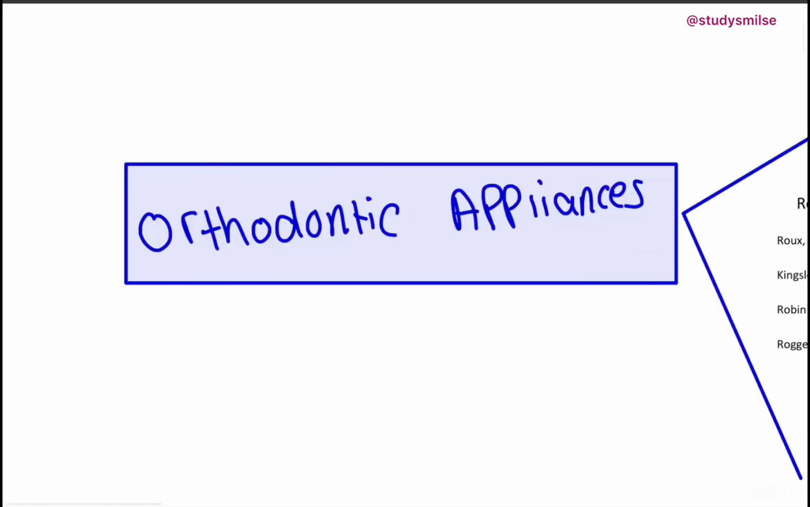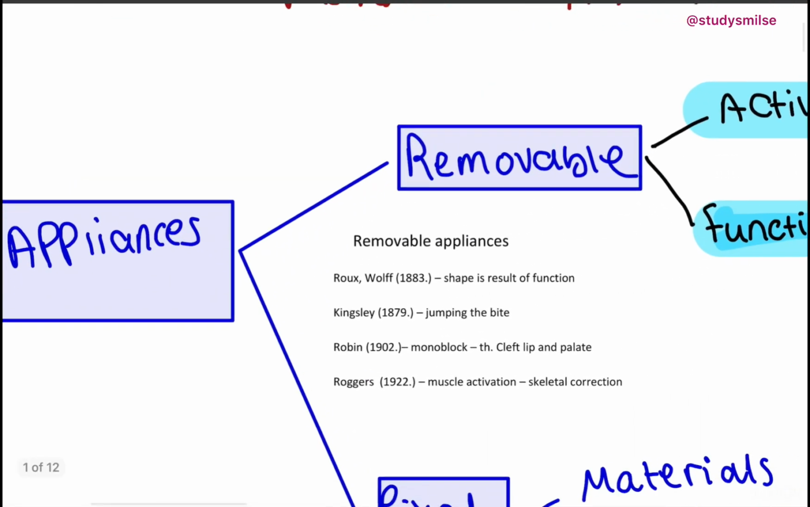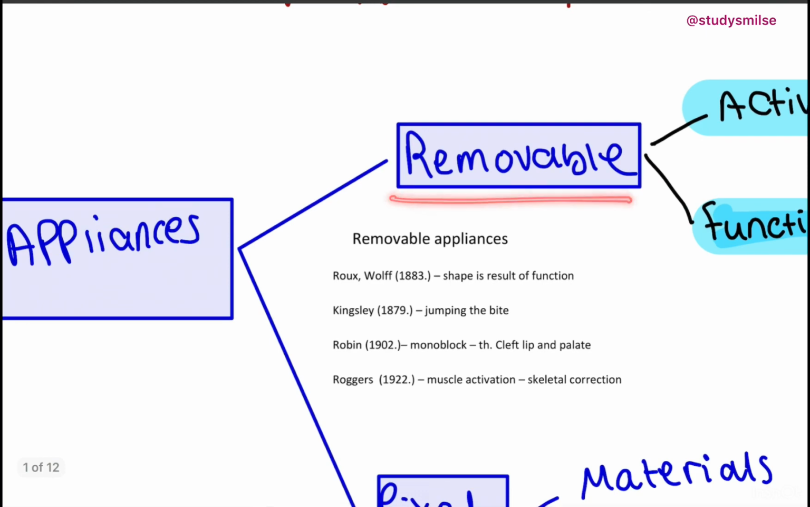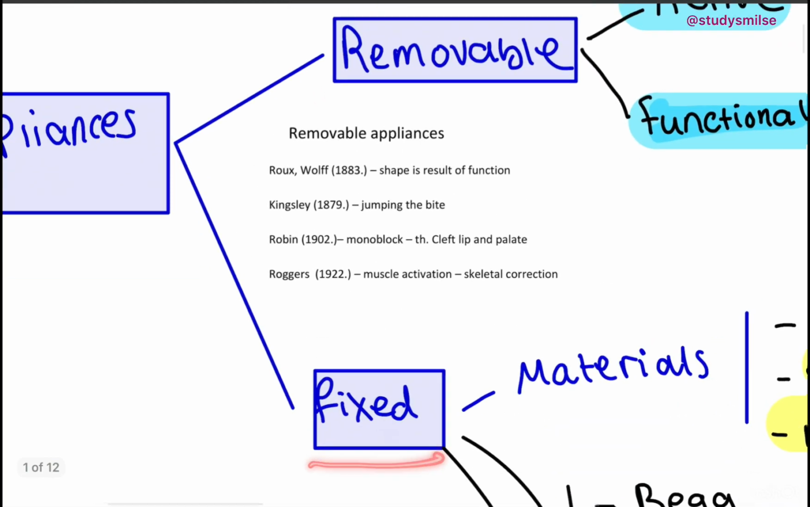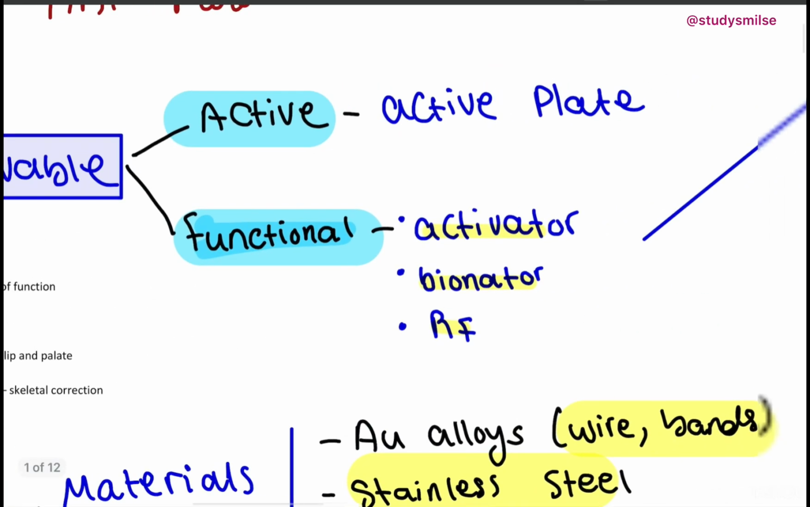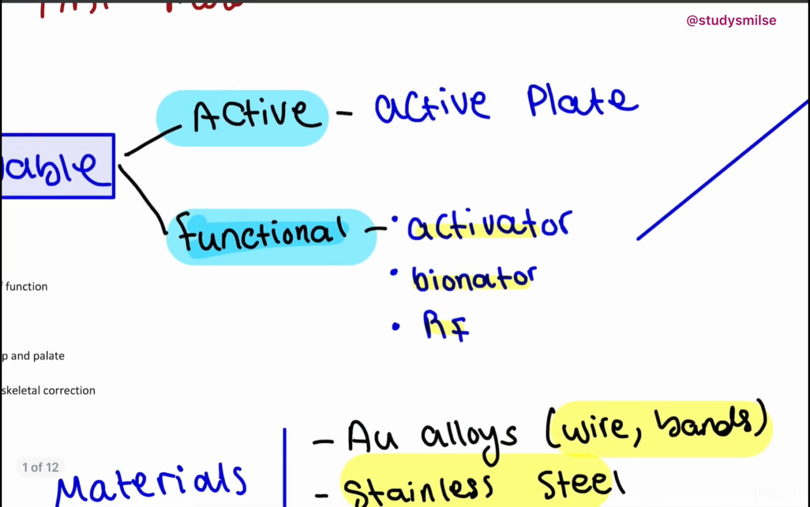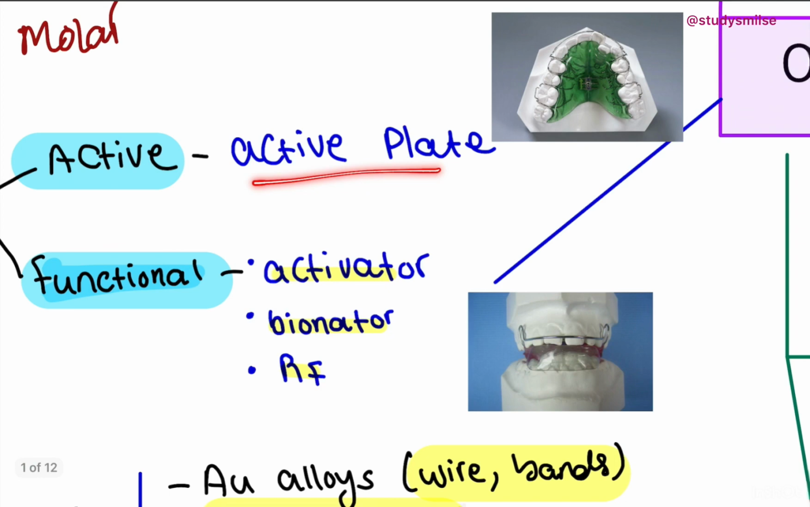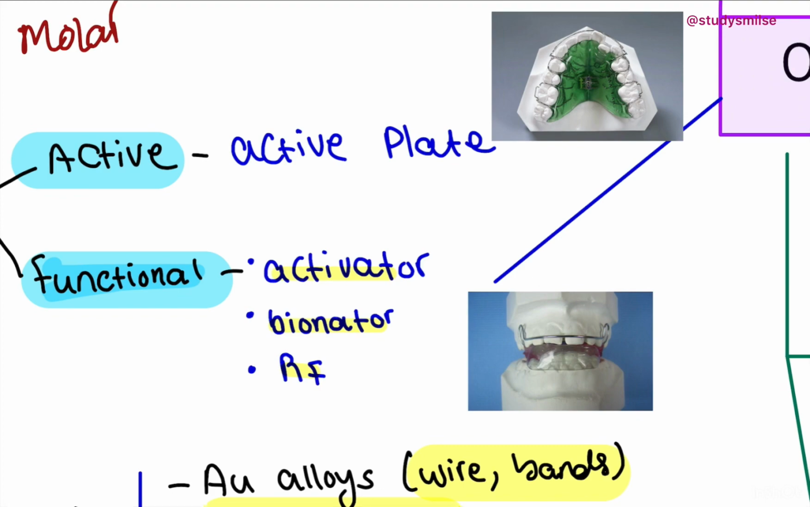So orthodontic appliances could be removable, or they could be fixed. Now, removable, there is the active form and the functional one. Okay, so the active ones are the active plates, and the functional ones are like activators. They can be taken off. So there are active plates, as you can see here in the picture. We have bionators here in the picture. So they're basically removable appliances for treatment.